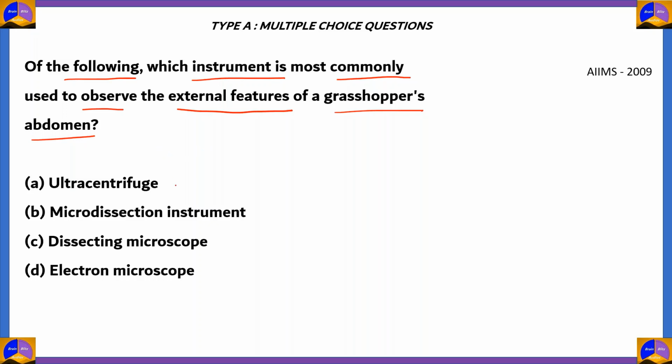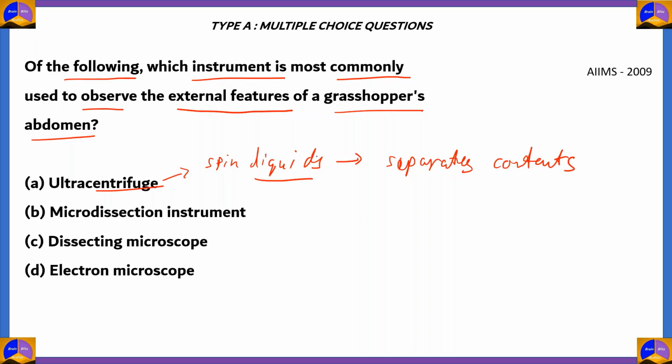So let's look at each of our options. Option A, ultracentrifuge. Now, a centrifuge is used to spin liquids, and that separates the contents of the liquid in question. So an ultracentrifuge isn't really a way of observing external features of any creature's abdomen. So option A is incorrect.